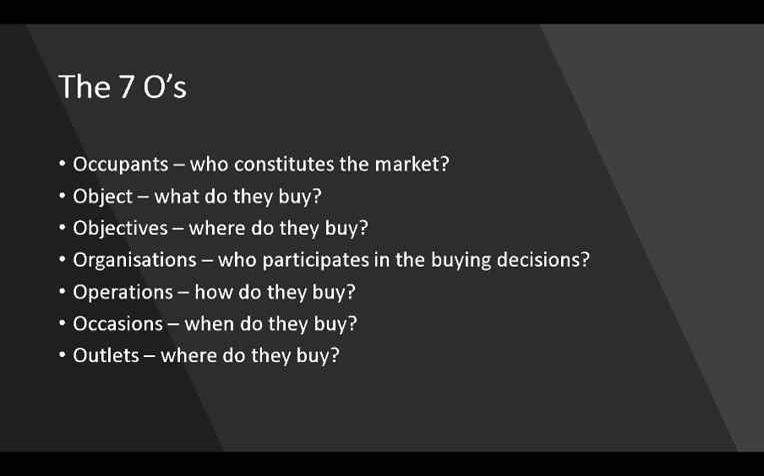And outlets: where do they buy? So like we said with objectives, but if it's a summer thing, do they buy it in a shopping centre? If it's a Christmas thing, do they buy it online, for example? So once we've considered these things, we can then start to develop our information effectively and then market our product effectively.